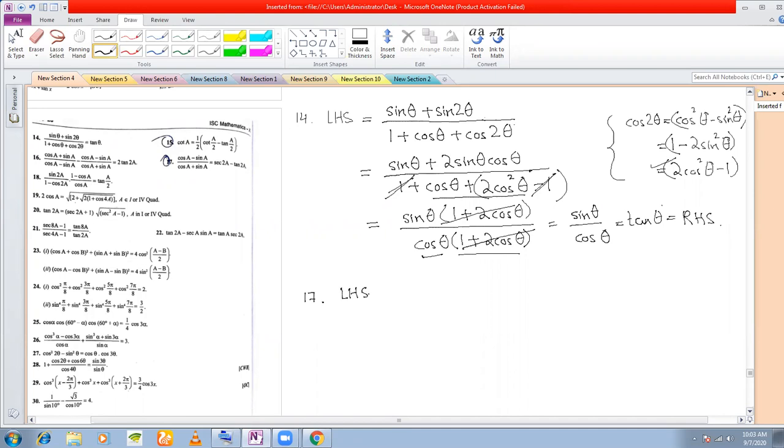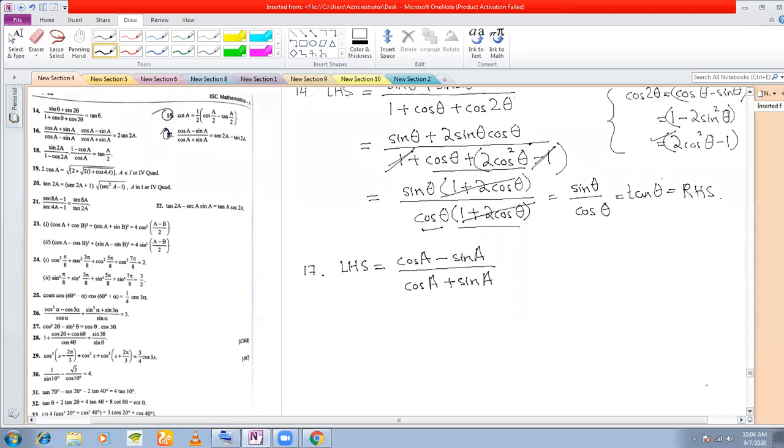Left hand side is cos A minus sin A divided by cos A plus sin A. We want to show this is equal to sec 2A minus tan 2A. Okay, sec 2A minus tan 2A.